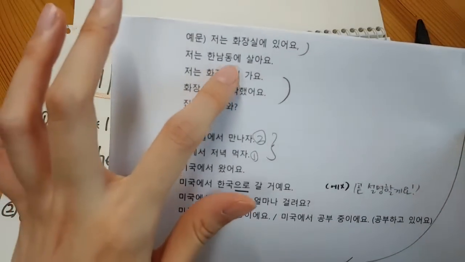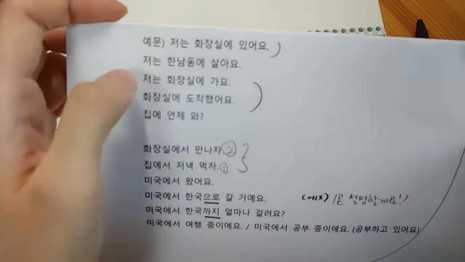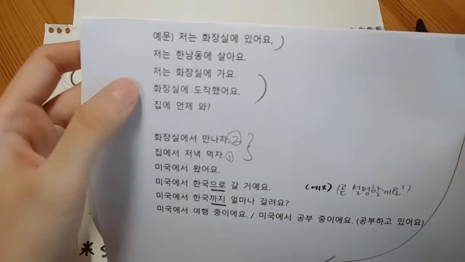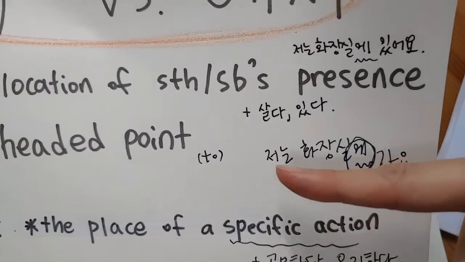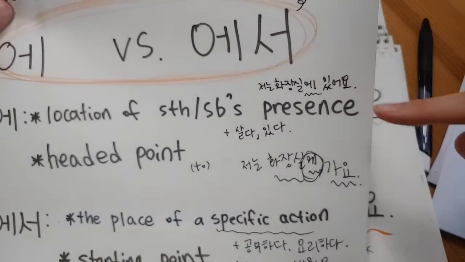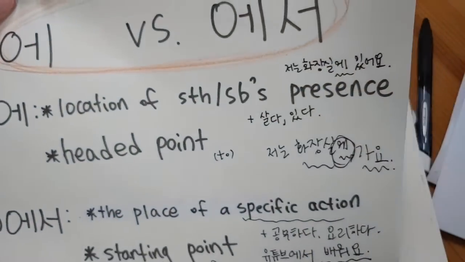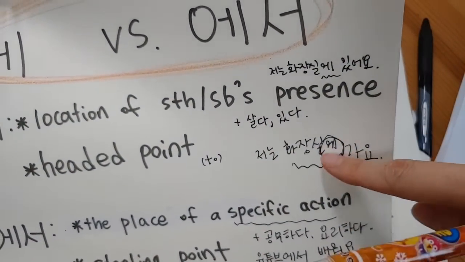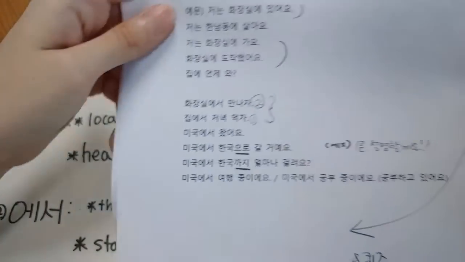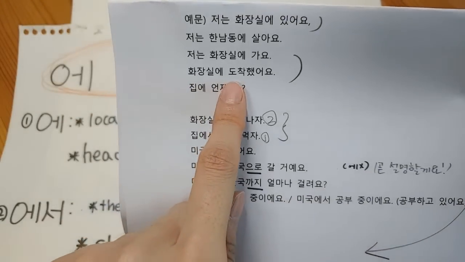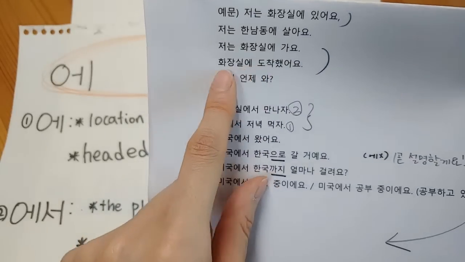It's a rich town. But 저는 한남동에 살아요. I live in 한남동. And 저는 화장실에 가요. This is also the sentence that we covered here, right? When we're making comparison between 에 with different meanings, right? 화장실에 가요 means to bathroom, and 화장실에 있어요 means in the bathroom. And 화장실에 도착했어요 means I arrived at 화장실.